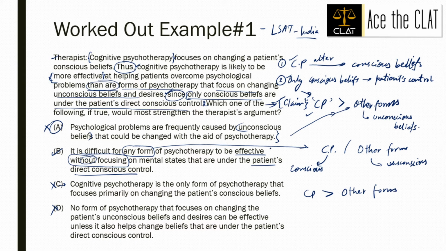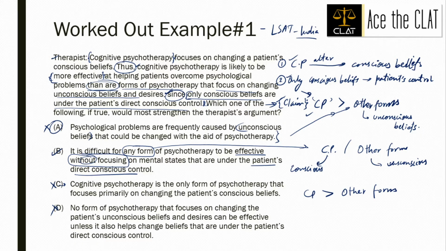But this says that cognitive psychotherapy has an advantage. It is the only form of psychotherapy that focuses primarily on changing the patient's conscious beliefs. But that is not the only reason that cognitive psychotherapy is better than other forms of psychotherapy, right? Or that cannot be the only reason, right? So that is why it says nothing about why CP is better than other forms of psychotherapy. And I understand that this may sound appealing, but this is definitely not the correct answer.